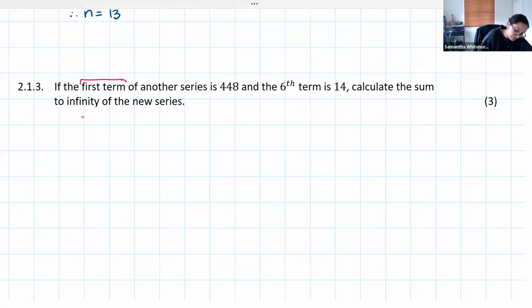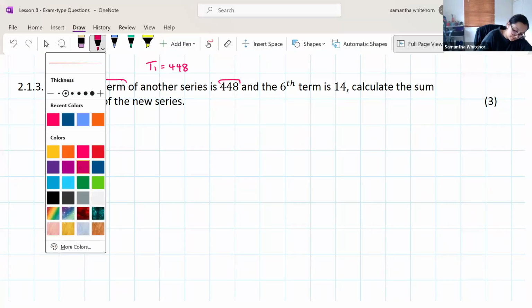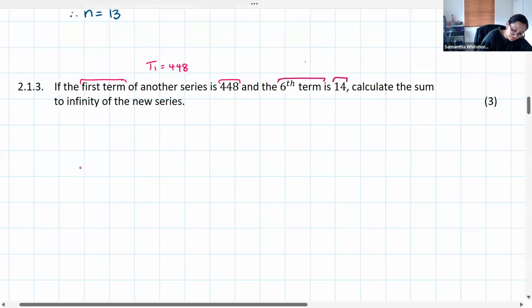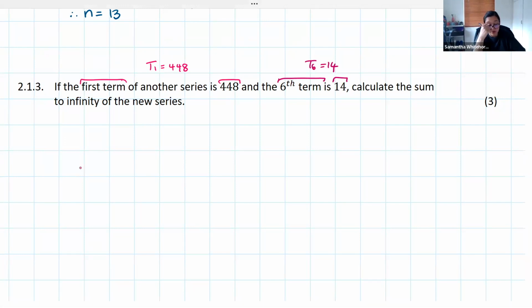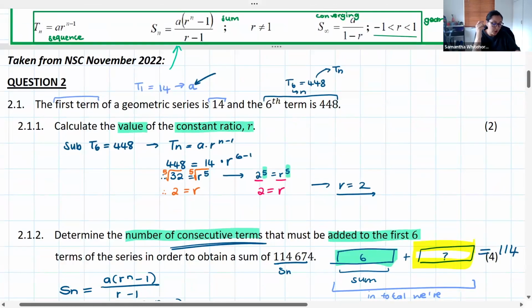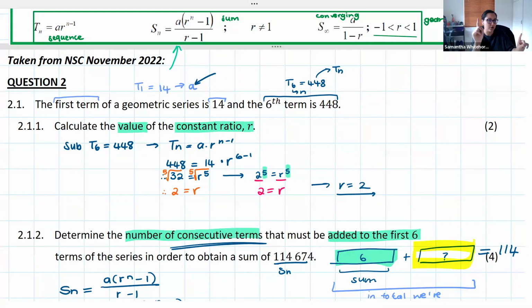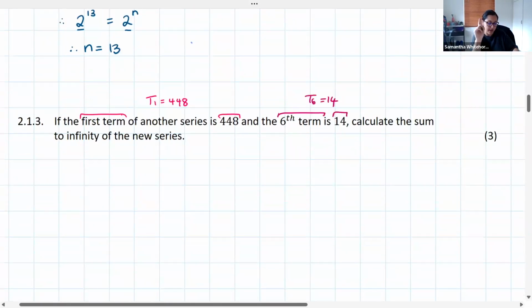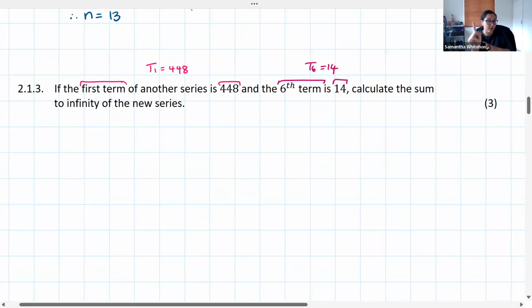So first term is 448. And the sixth term is 14. Calculate the sum to infinity of the new series. Now, what I want you to notice is if we scroll back to the information here, we were told initially the first term is 14 and the sixth term is 448. That's now swapped. Now we've been told that the first term is 448 and the sixth term is 14.